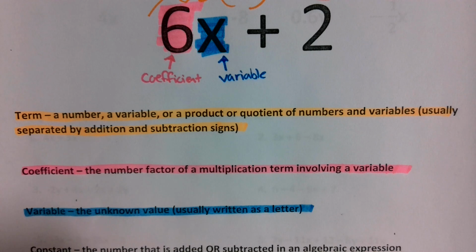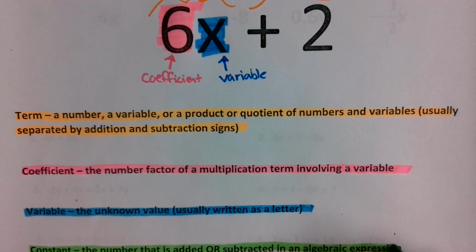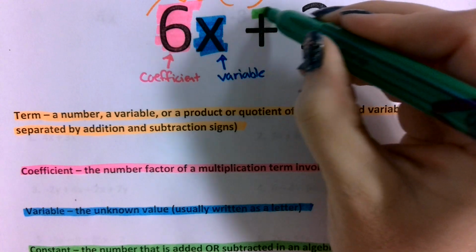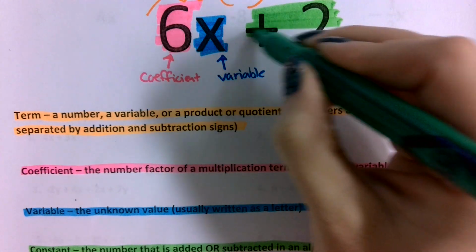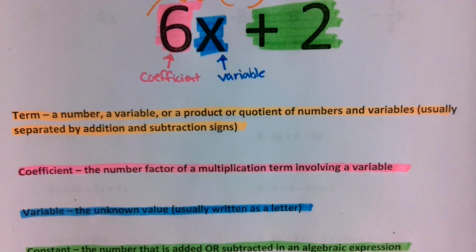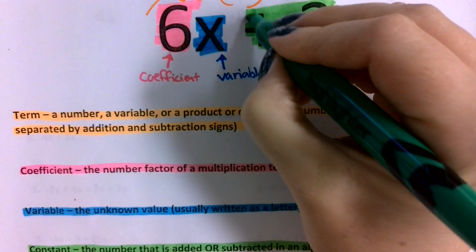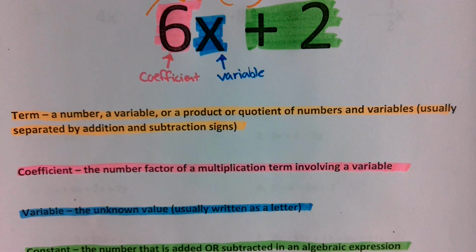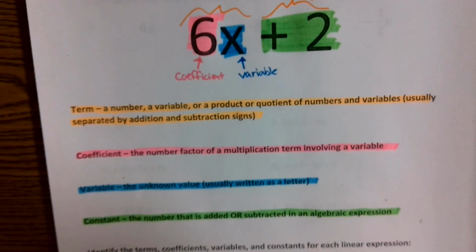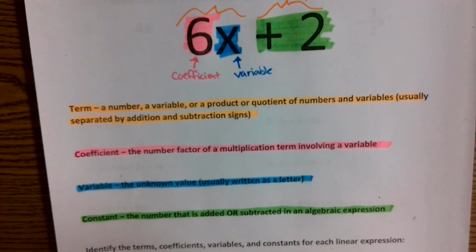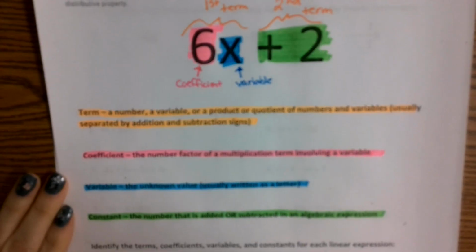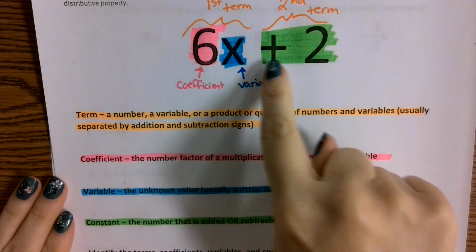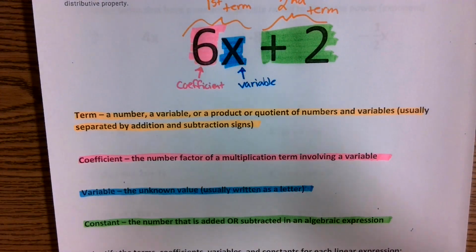Then we have our constant. Our constant is a number that is added or subtracted in your algebraic expression. So again, it's not just the 2, but it's the plus 2. It's important that you include the operation with it. You have to include that it's a plus 2 or a minus 2, because when you separate them by term, that plus sign is indicating that the 2 is positive. If it had said minus 2, then the term would be a negative.